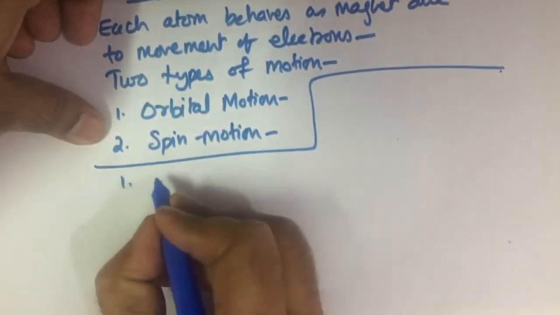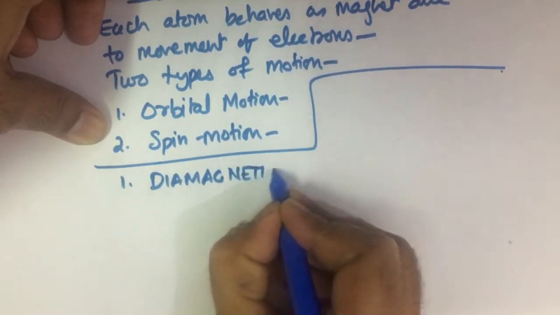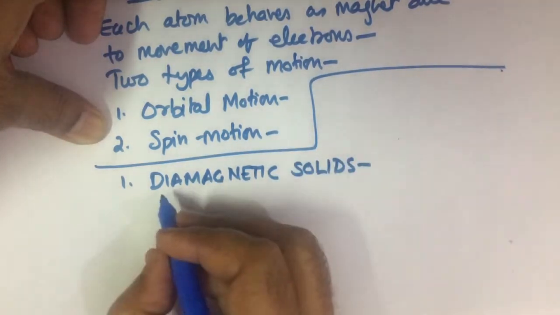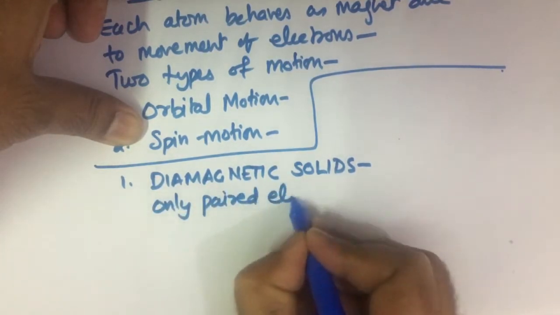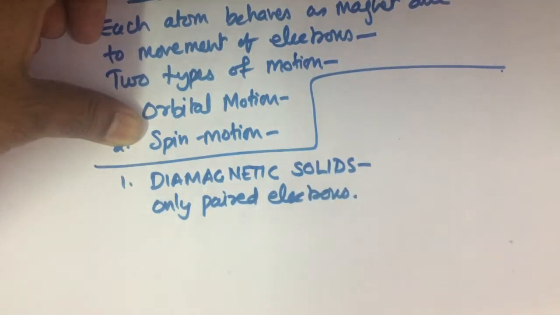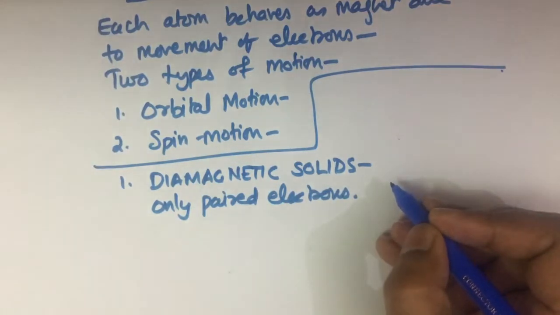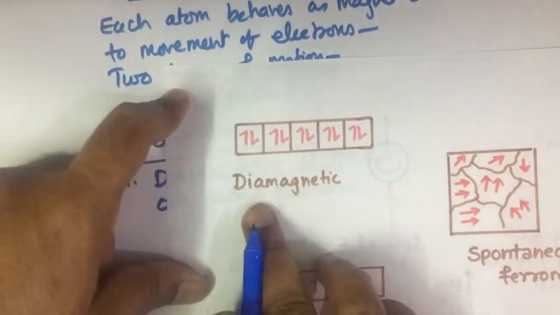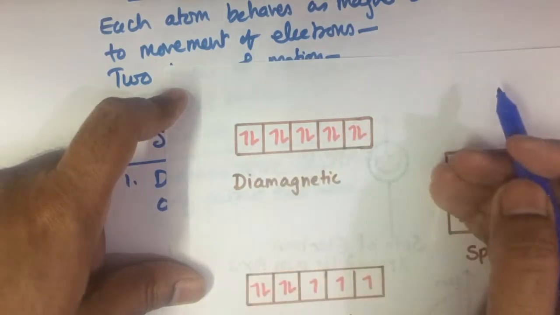First is the diamagnetic solids. These solids have only paired electrons. You know that each orbital contains two electrons which have opposite spin. So in diamagnetic substances, this is a diamagnetic substance where these are orbitals and each orbital has a pair of electrons. So all the electrons are paired.